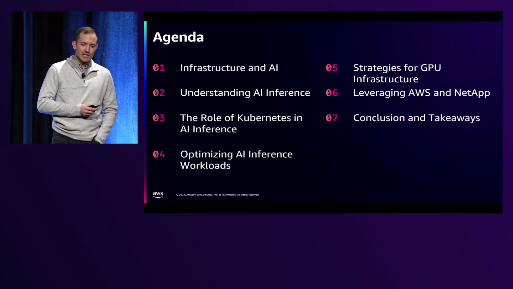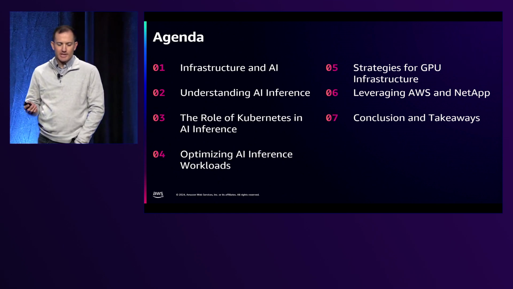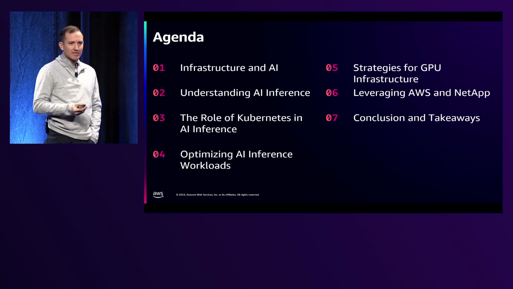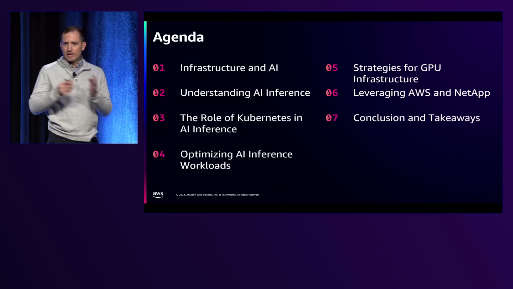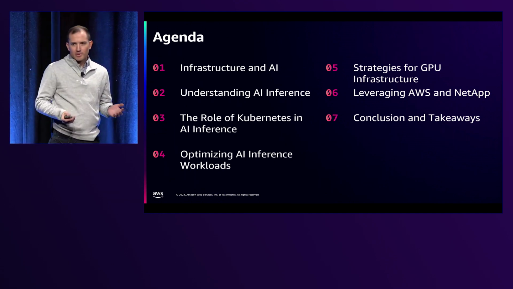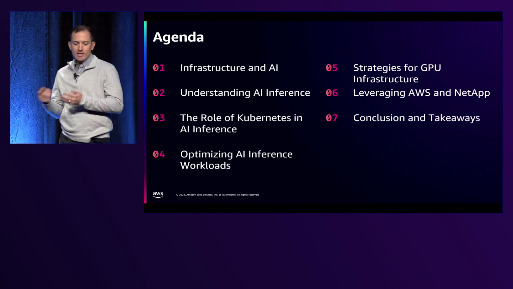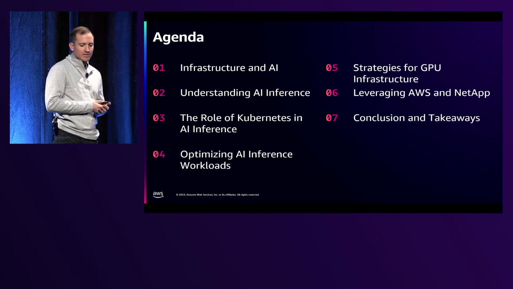So first, we're going to just talk a little bit about the general infrastructure landscape, talking about some of the challenges that exist today. Then we're going to go through AI inference. How is that different from training? We're going to talk a little bit about why companies are using Kubernetes for AI inference. What are the benefits there? But also, what are some of the challenges?